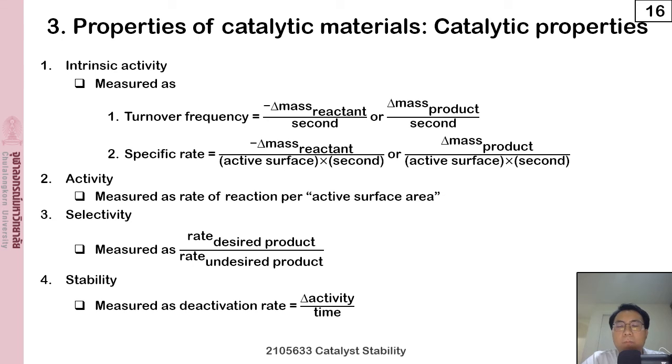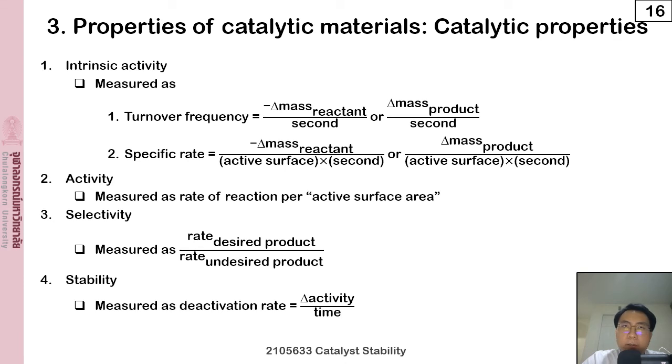The second one is the specific rate. This is also the change in mass of the reactant per time, but divided by the active surface, or the surface area that counts only the area which has the active sites. So this one will be more fair to compare among catalysts. Second, the activity. This is the rate of reaction measured per the active surface area.